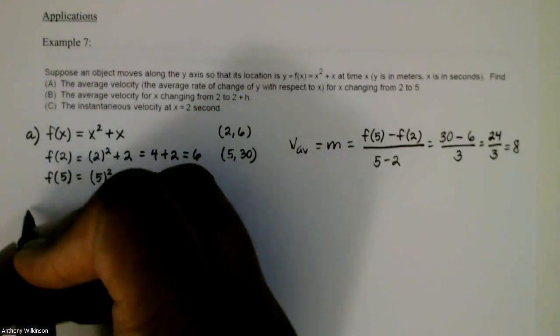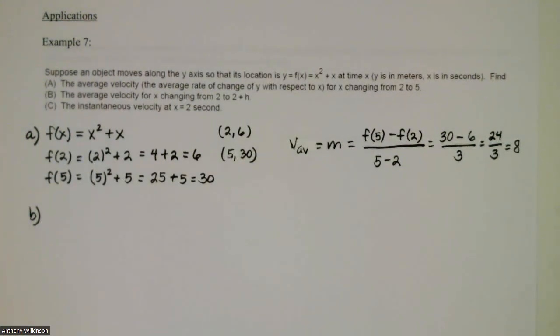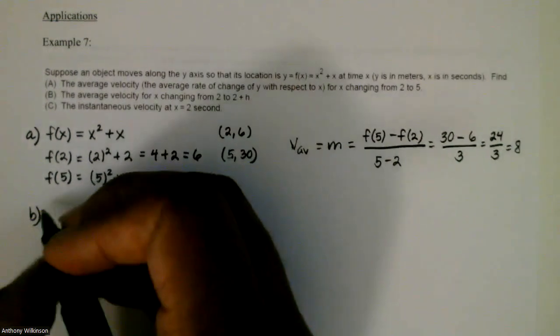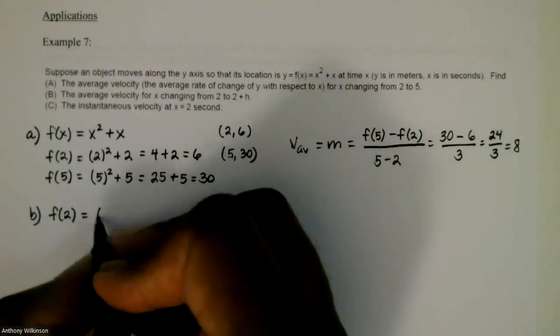All right, now part B, we're going to find the average velocity for x changing from 2 to 2 plus h. Well, I already know what f of 2 is. That was 6 from part A.